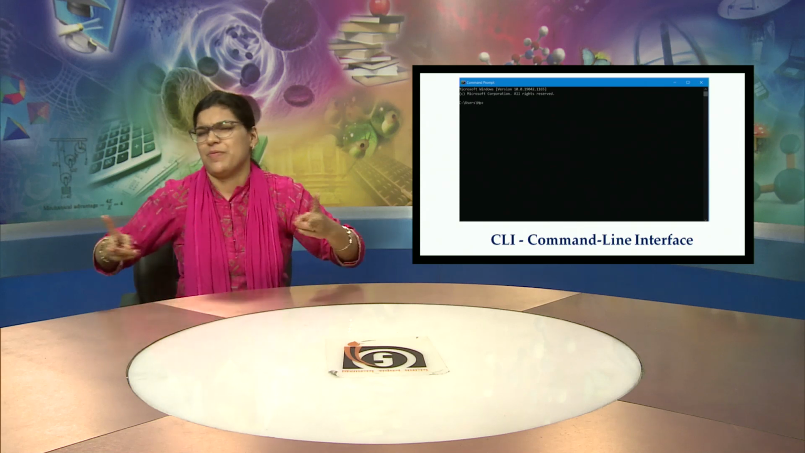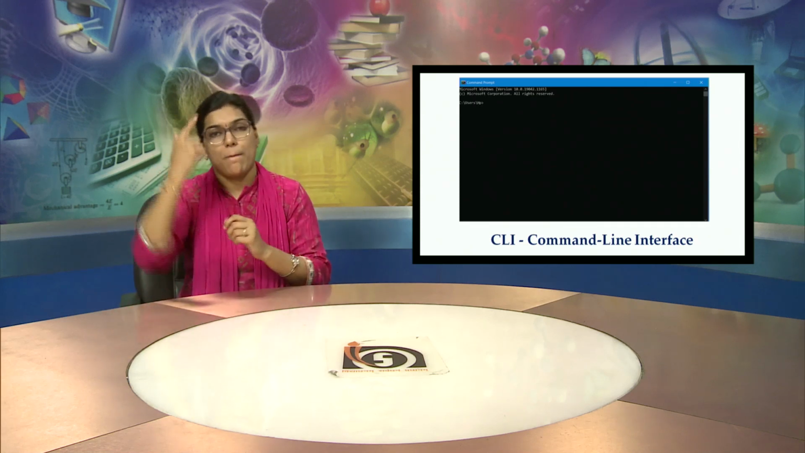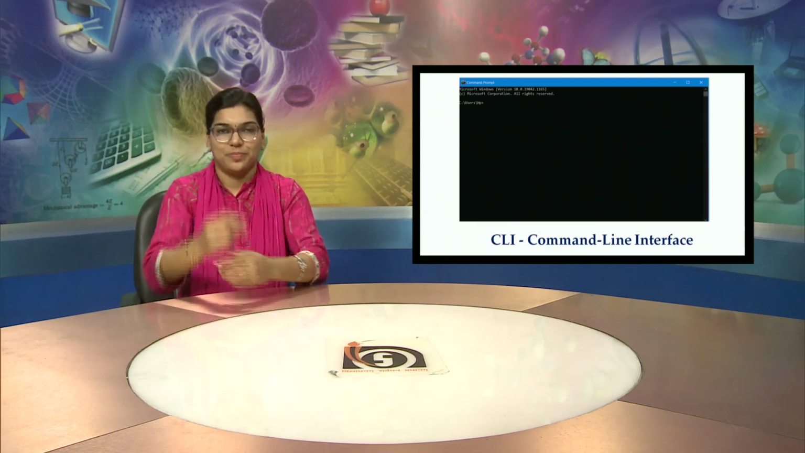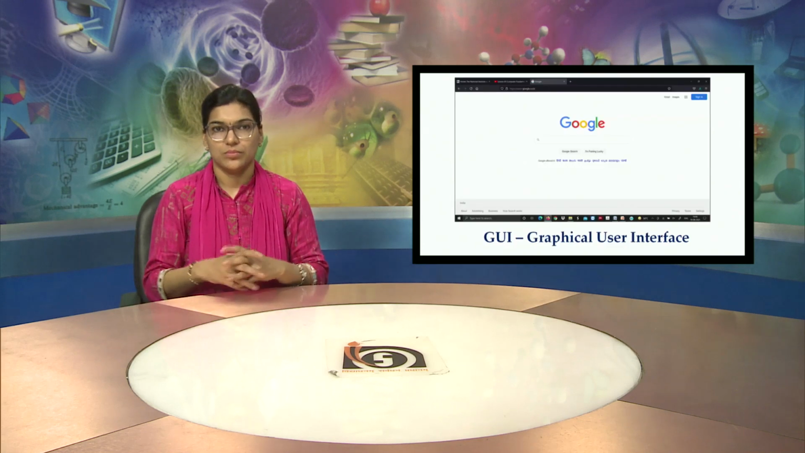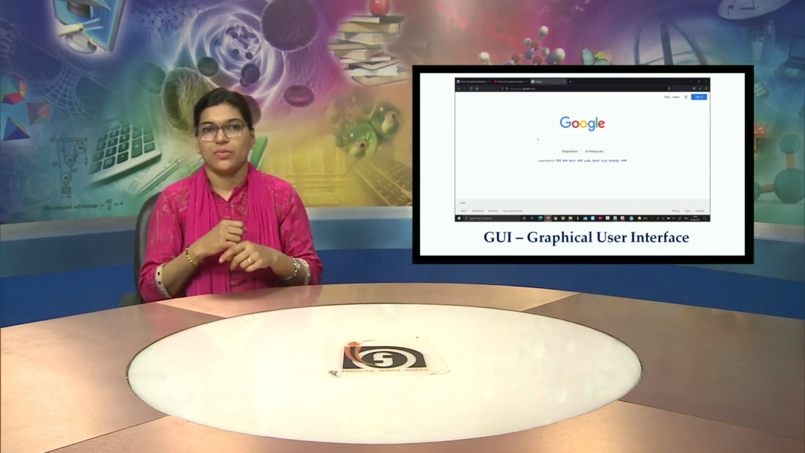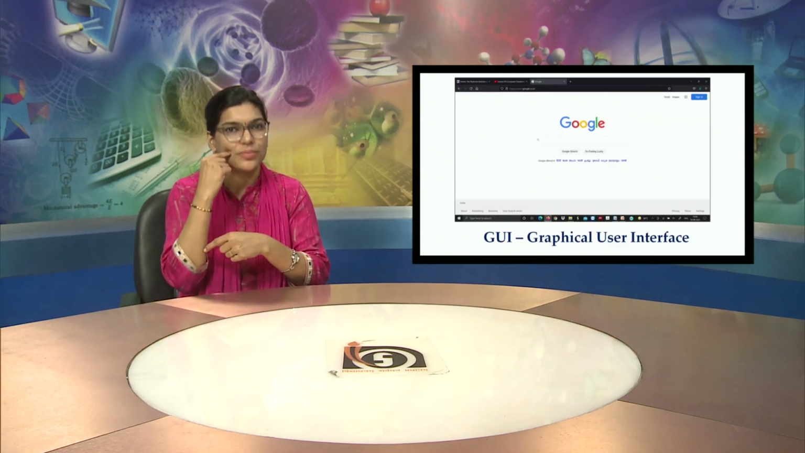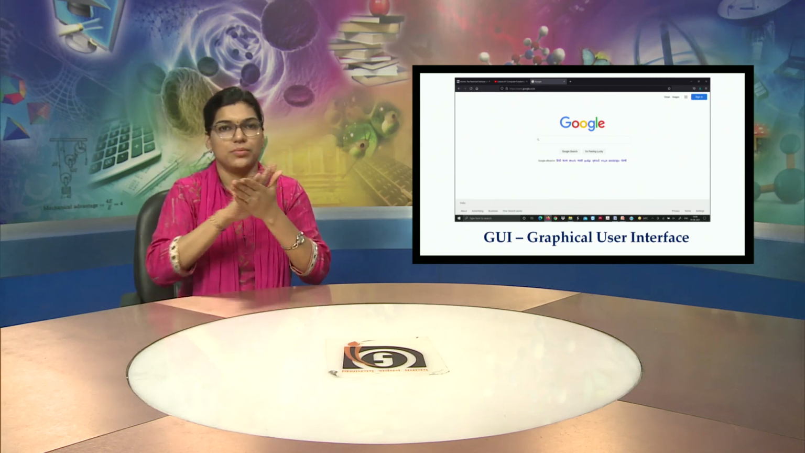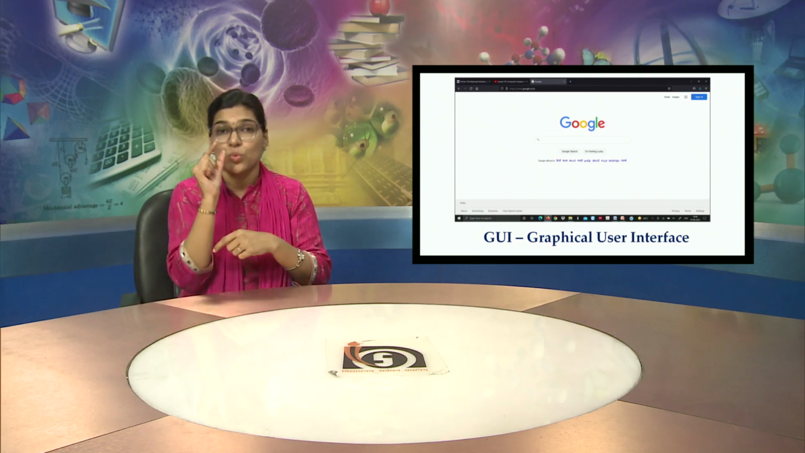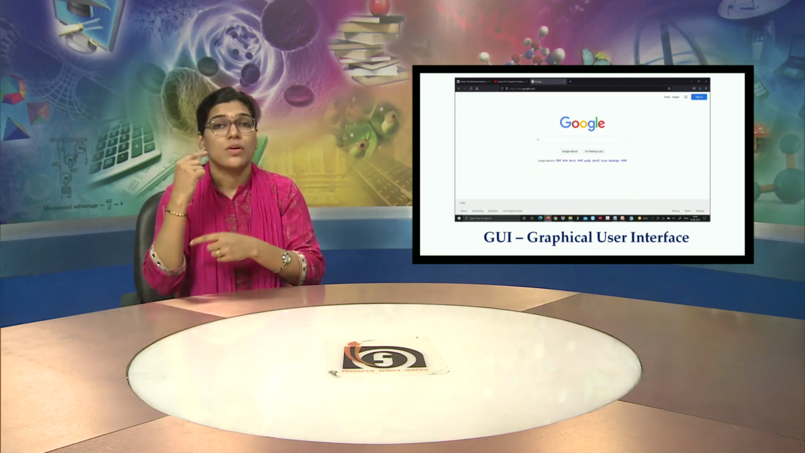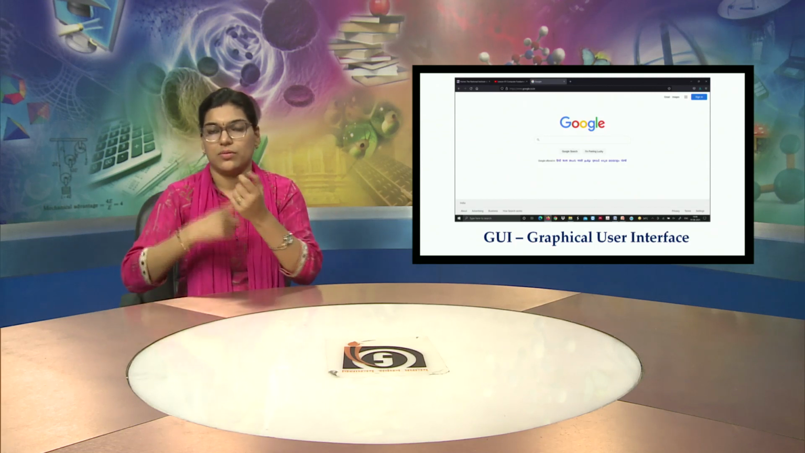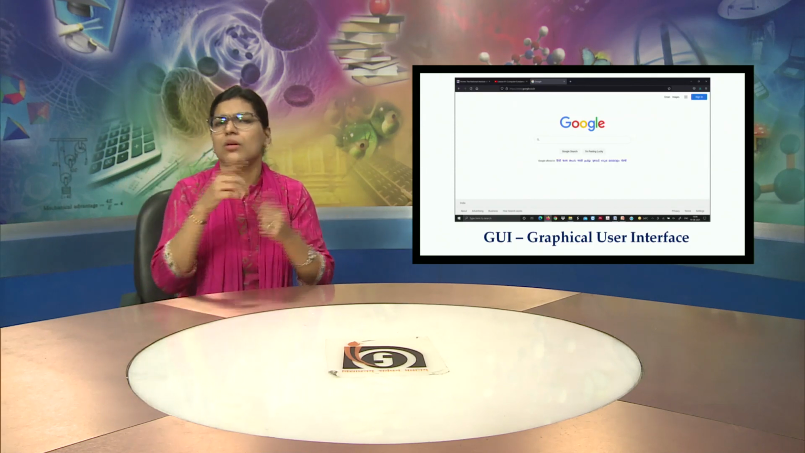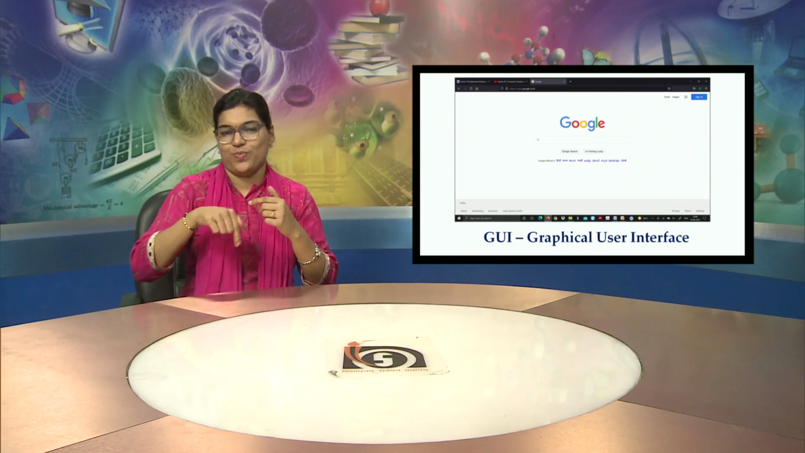During that time, we used to work in files and there used to be only black screens. Now, the image which you can see on screen says GUI. GUI is graphical user interface. In short, we call it as GUI. This is the newer version of the CLI.